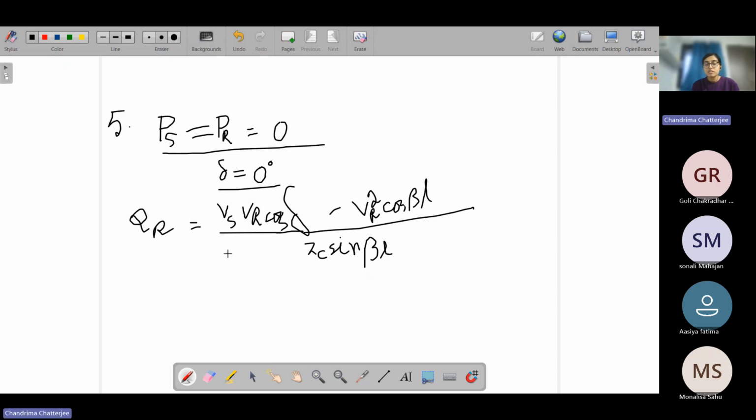Now we know all these things. Delta equal to 0. Beta L we already found out, 53.77. ZC also we know. And VS VR is again, because they mentioned the line is symmetrical, equal to the line to line voltage 400 kV. So now please calculate and tell me what will be QR.